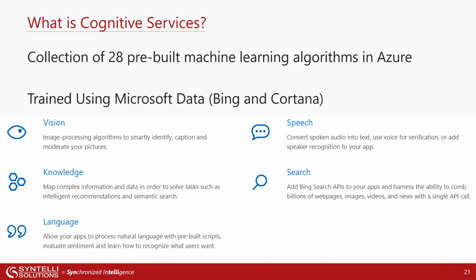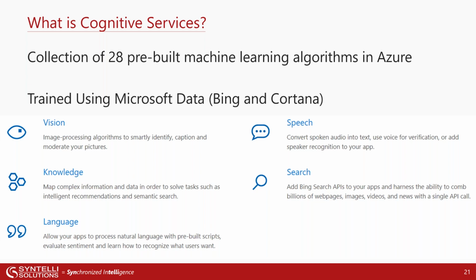So what is cognitive services? Cognitive services is a collection of 28 pre-built machine learning algorithms available in Azure. And the key here is that these are pre-built and trained using Microsoft's data from Bing and Cortana. So anytime anybody goes to Bing and types in a search, anytime anybody types in a search in Cortana on their computer or talks to their Windows phone or any of those other things, Microsoft has that data and they use it to build a whole wealth of machine learning models. So as we can see at the bottom, they have models around image recognition. They have models around knowledge capturing, models around language interpretation, APIs around speech recognition, as well as the ability to programmatically use Bing search within applications.